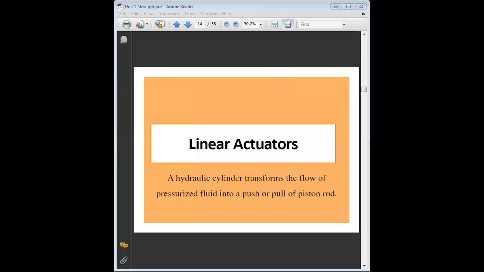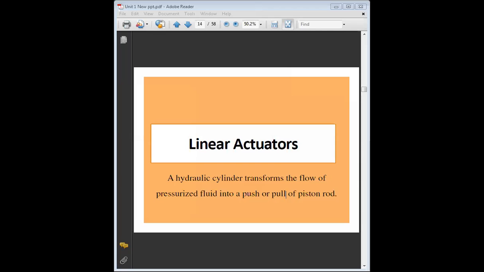Otherwise I am explaining. Whether it is grasped by you or not, I need confirmation. If you got the point, then I can go further. Nikita Pawar, unmute yourself and tell me what is the function of a linear actuator, or what is meant by linear actuator or hydraulic cylinder? Just tell me.